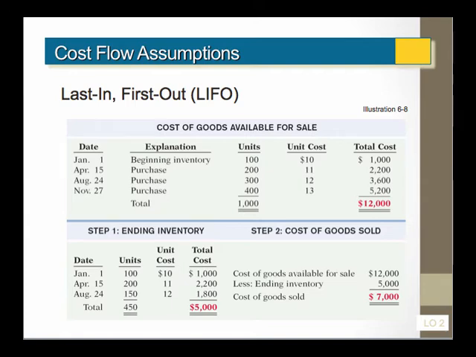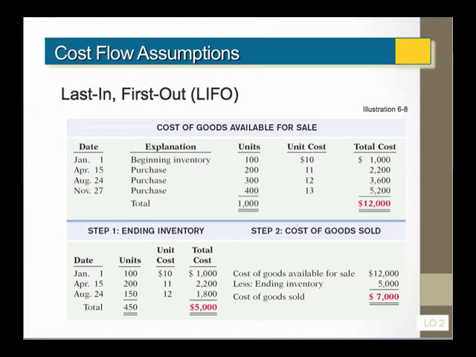We have the same example here of 1,000 units at $12,000 as goods available for sale. We still have ending inventory of 450 items. However, now what we do with the 450 items for costing purposes is use the oldest cost for ending inventory. So we would multiply 100 units times $10 per unit, 200 units times $11 per unit, and 150 units times $12 per unit. We would extend the cost and find that ending inventory is $5,000.